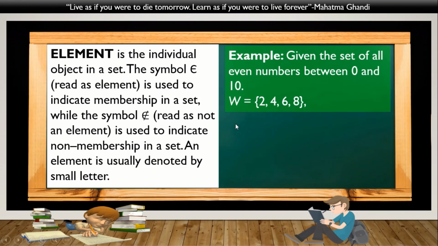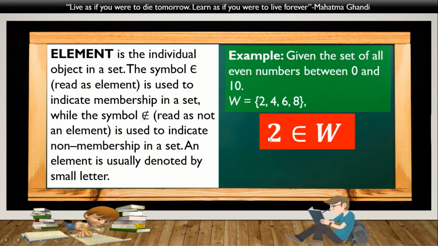Let us study this statement. 2 is an element of W. Is this correct or not? Tama bang sabihin na si 2 ay element ni W? Let us see. Go back to set W. Tingnan natin kung nandito si 2. And yes, nandito si 2. Therefore, this statement is correct.